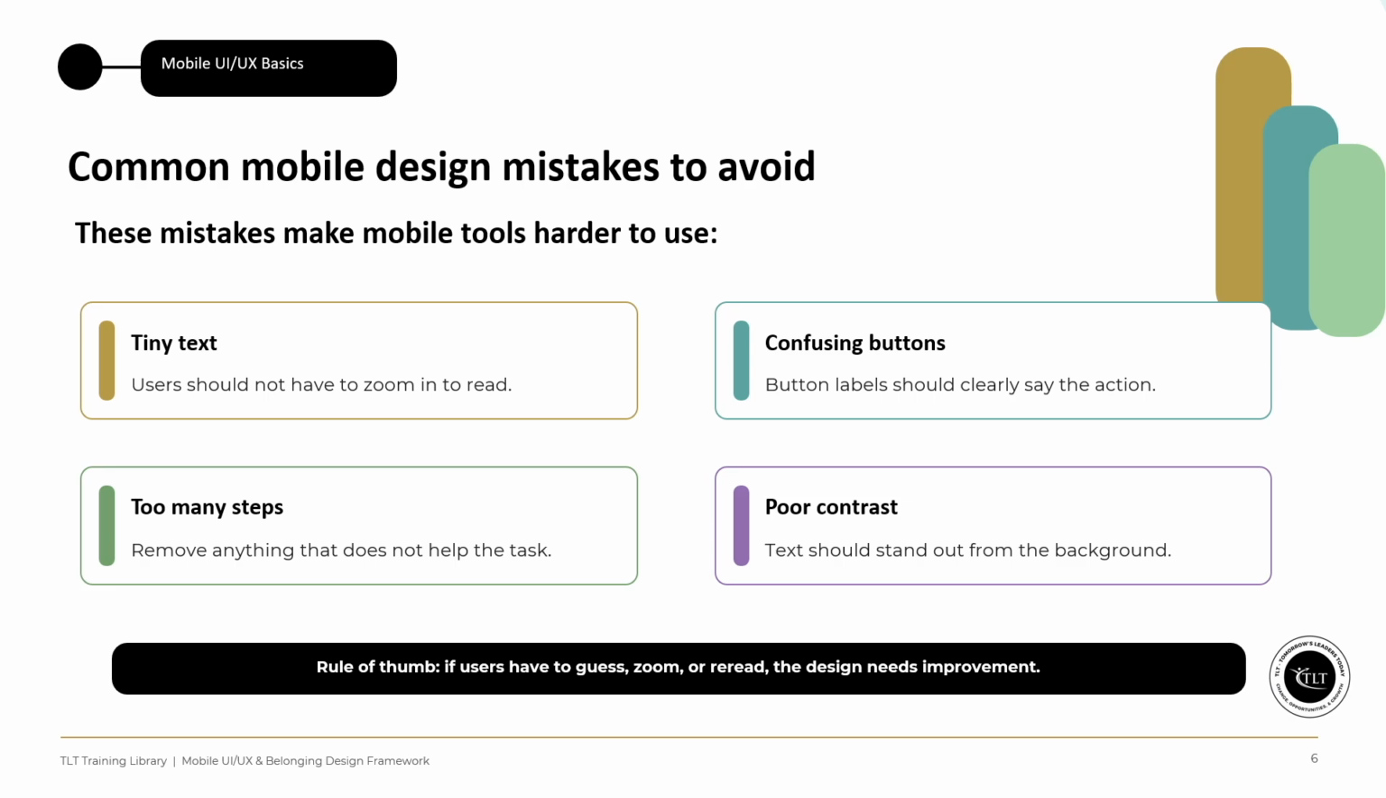If users have to go through too many screens or answer unnecessary questions, they may get frustrated or stop using the tool. The fourth mistake is poor contrast. Text needs to be easy to read against the background. A design can look nice, but if the colors make the words hard to see, then the design is not effective. Another mistake is crowding too much information onto one screen. Our mobile space is limited, so the design should focus only on what the user needs most. A good rule is, if the user has to guess, zoom, or reread too much, the design needs improvement.